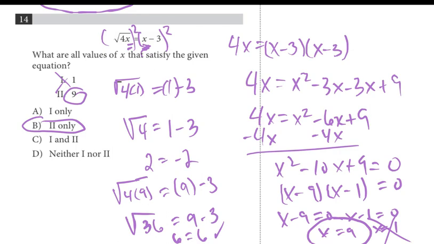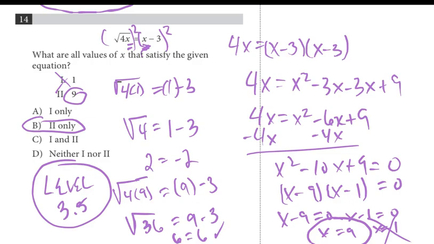Let's go to number 15. Oh, this one is pretty easy because most of you just plug this in, get the right answer. I would say this is a level 3.5 of difficulty. Let's go to number 15.